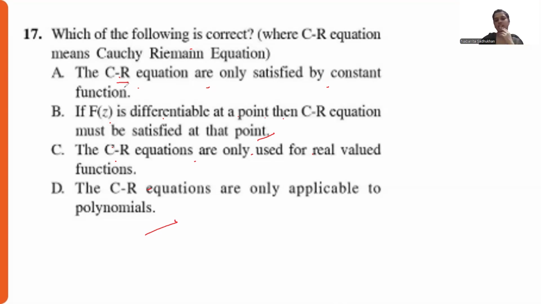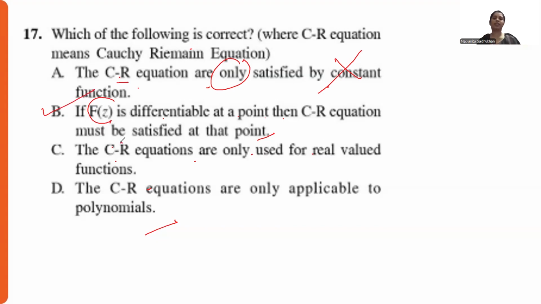CR equations are the conditions which we define for complex functions, that for a complex function to be analytic at a point, it must satisfy the CR equation, right? So it is not only satisfied by constant functions. You cannot say that. Yeah, if a function f(z) is differentiable at a point, then the CR equations must be satisfied at that point. Yeah, this is going to be a correct option.